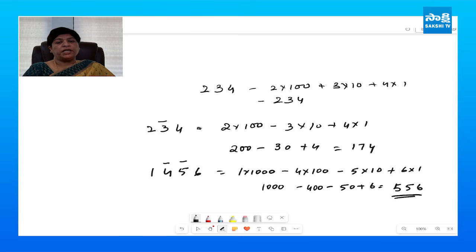Hypothetically, we do not use these kinds of numbers in our day-to-day calculations. That is the reason we call these bar numbers or hypothetical numbers or negative numbers.